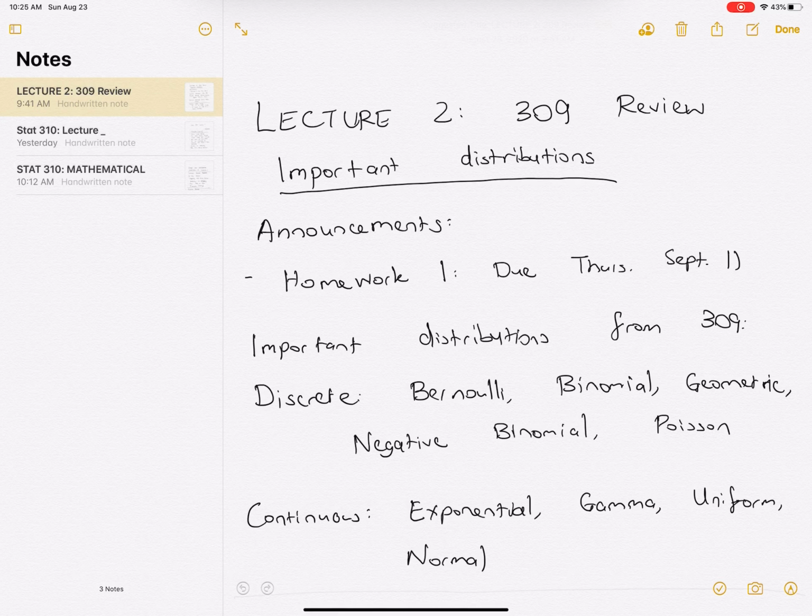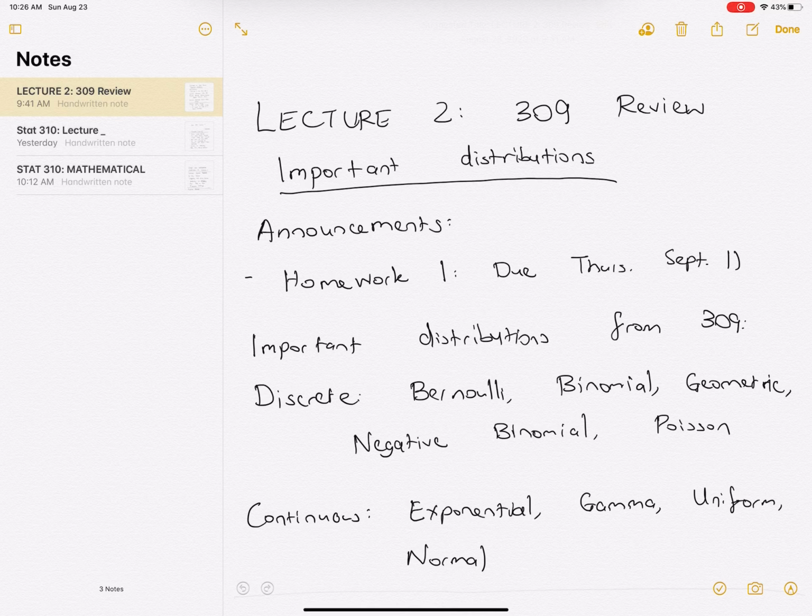Welcome to the second lecture of our 310 course. If you'll recall, I mentioned that the first couple of lectures, so certainly this lecture and the next lecture, and possibly a bit of the lecture after that, will be devoted to reviewing important concepts from 309 that will be used throughout the course. As I mentioned to you, I'm going to go through this extremely quickly.